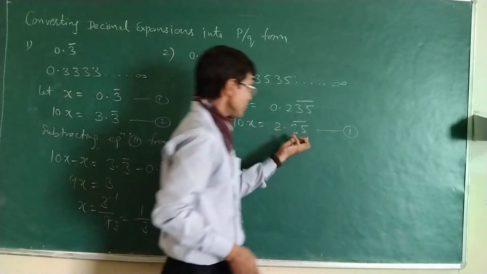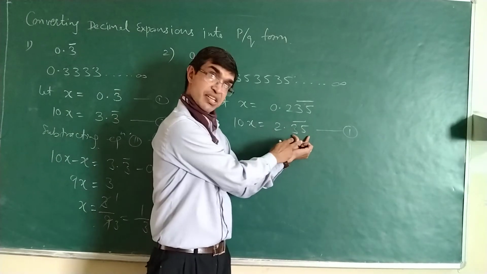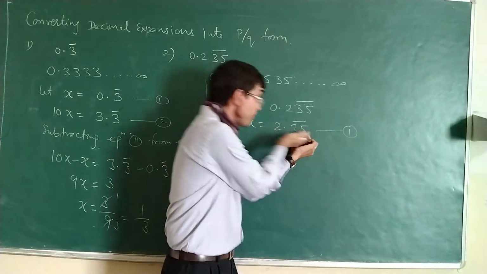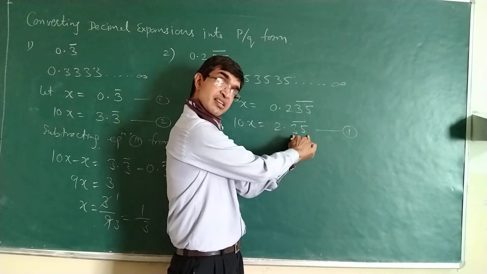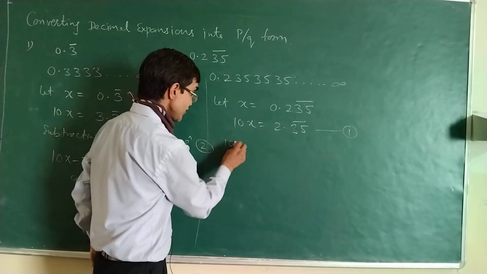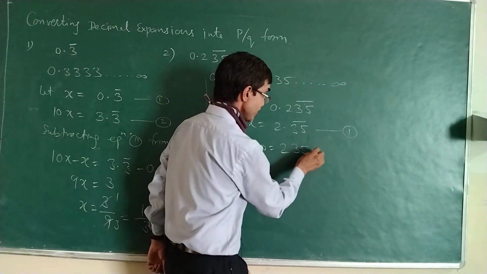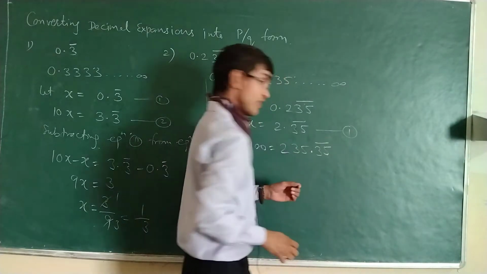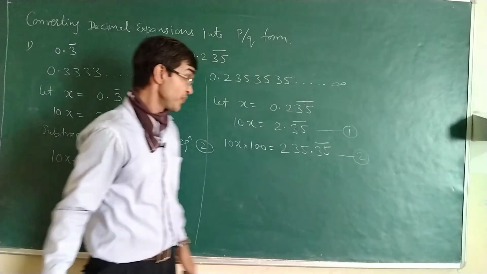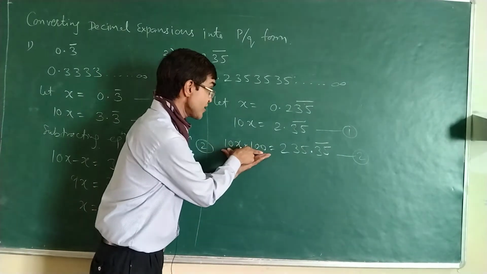Now you have to see how many digits are recurring here. Here 2 digits are recurring, this 35 means 35, 35, 35, so we have to take one pair of this recurring digit before the decimal. It's 2 digits, so you have to multiply by 100. This is already 10x, so 10x into 100 is equal to 235.35 bar. These 2 digits will come before the decimal. Make it equation second. Now this becomes 100 into 10, 1000x.